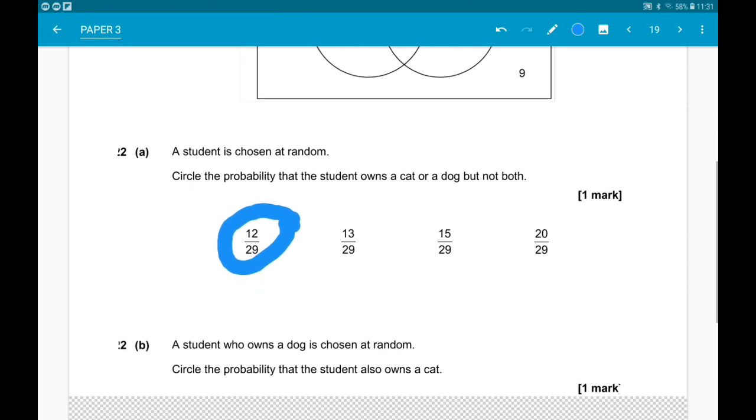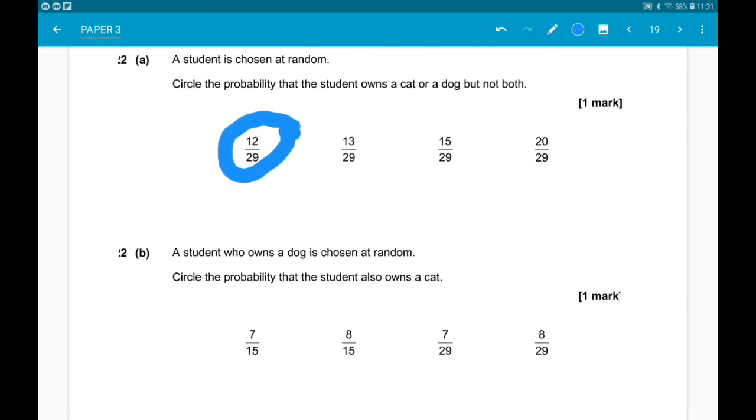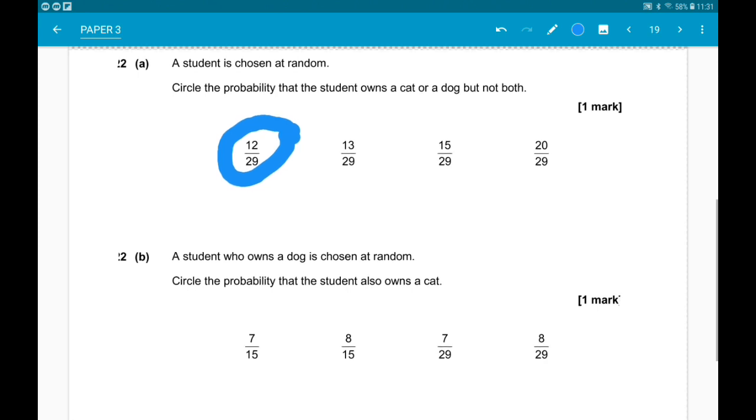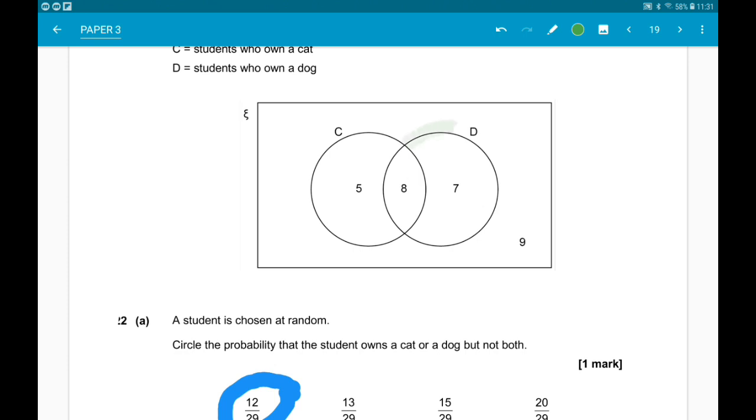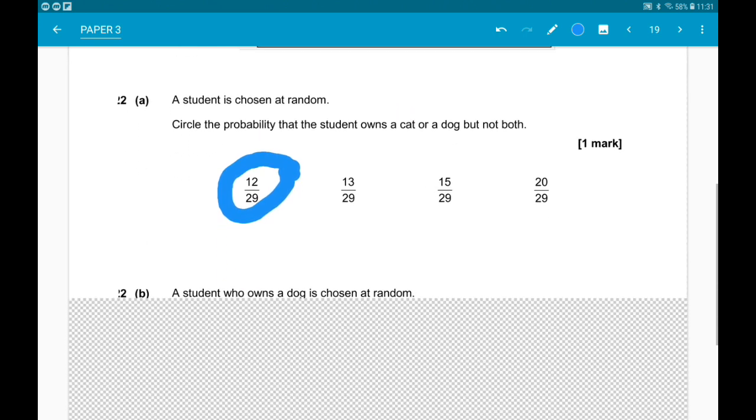Okay, then for part B, we are told a student who owns a dog is chosen at random. So now our set is just the people who own a dog. We want to solve the probability that the student also owns a cat. So again, our set this time is just people that own a dog. So 8 of those also own a cat. There's 15 people in that together, so it's 8 15ths.